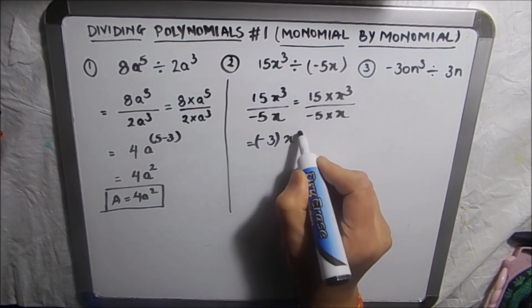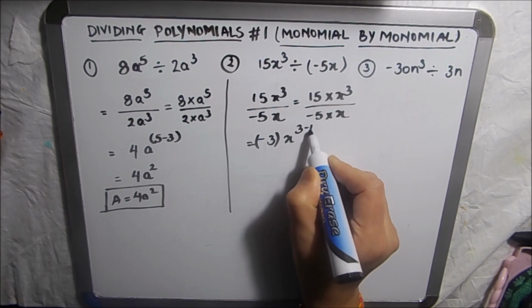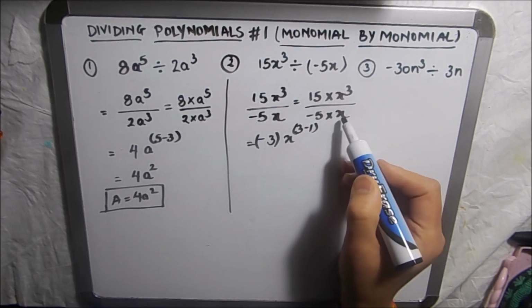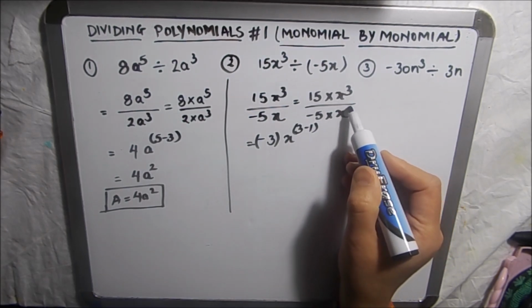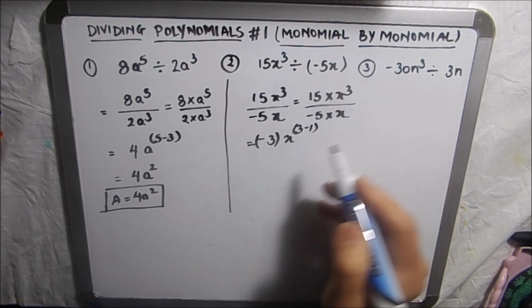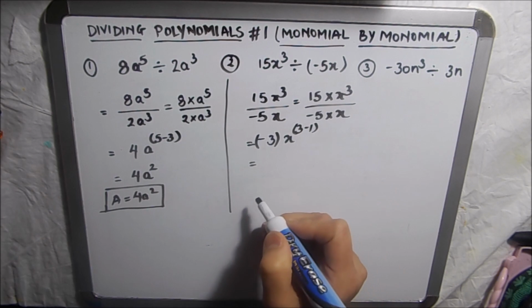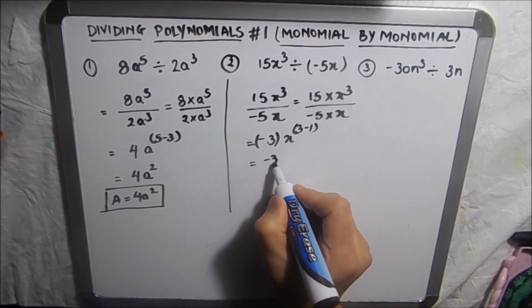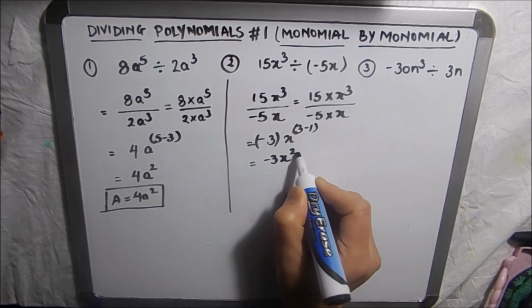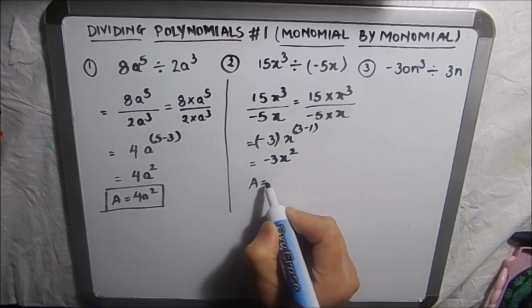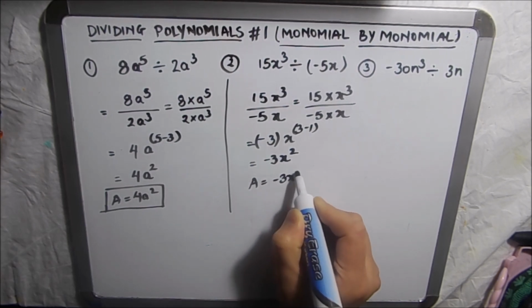And x to the power 3 minus 1. The power of x in the denominator is 1, so 3 minus 1 is the power of x when we bring it to the numerator. So this is minus 3x square. So our answer is minus 3x square.